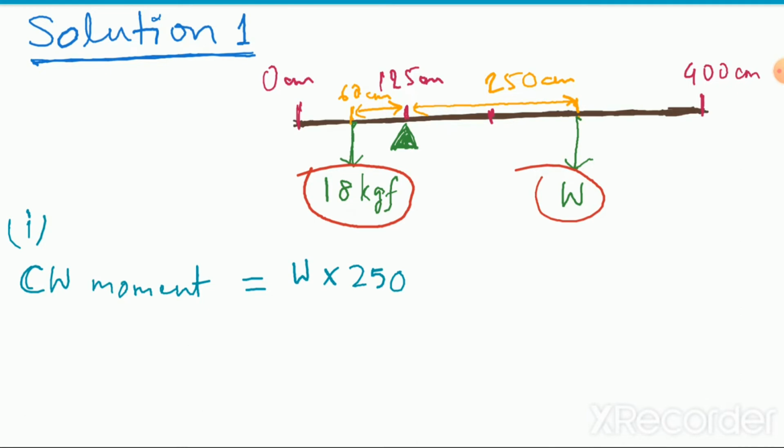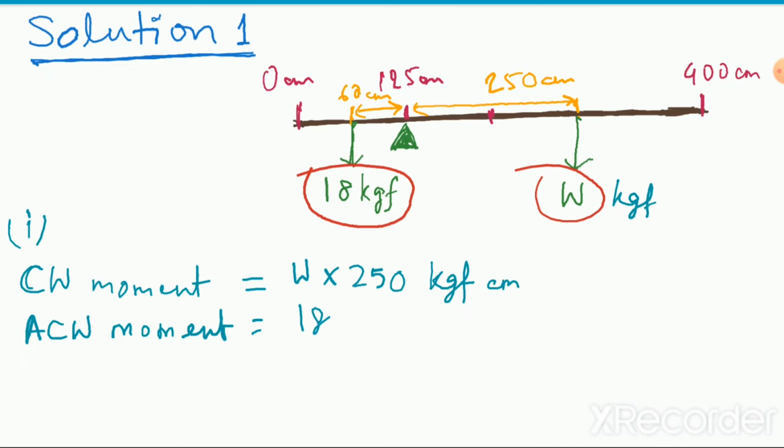So the distance is itself given as 250 centimeter. If I consider the weight to be in kgf, so we can say that it is kgf centimeter. Now the anti-clockwise moment, ACW moment. What will be the anti-clockwise moment? It will be 18 into 60, because the distance has been given as 60 centimeter, kgf centimeter.